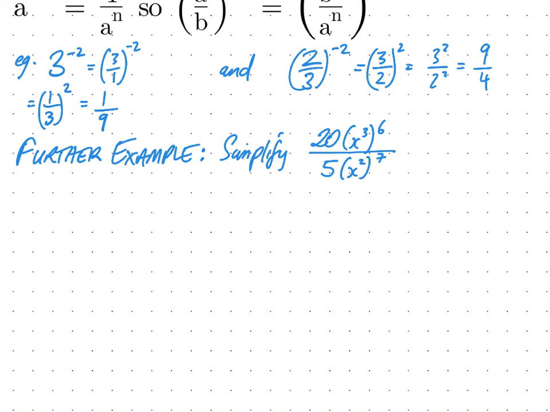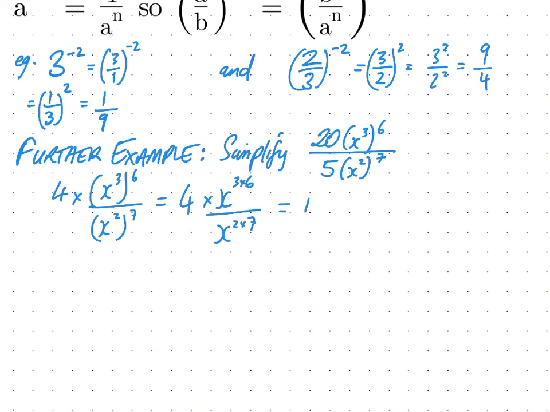Now, the first thing I'm going to do is deal with these numbers. 20 over 5 is 4. I can just work that out. So this is actually 4 times x cubed to the 6 over x squared to the 7. So I can focus on the index laws here to do with x. So it's going to be 4 lots of x cubed to the power of 6. Well, the index law says that you multiply the indices, so 3 times 6 over 2 times 7.